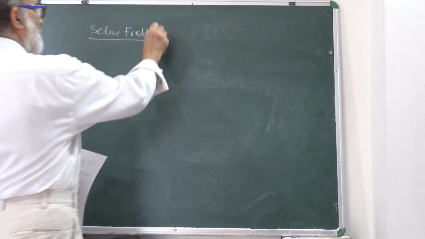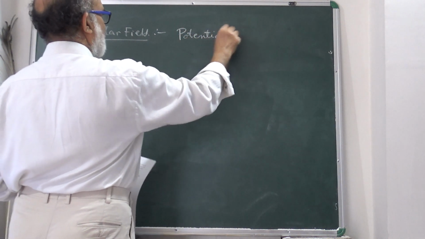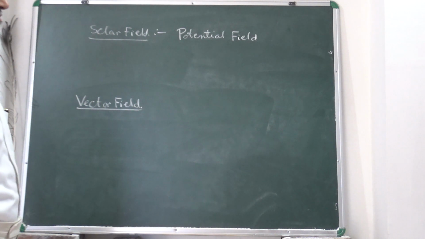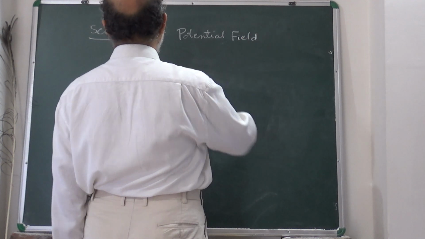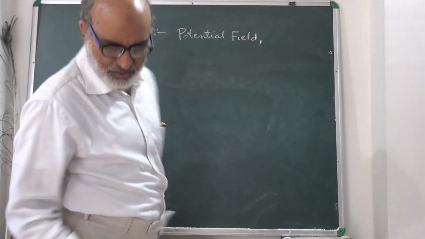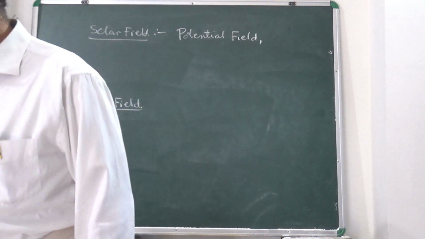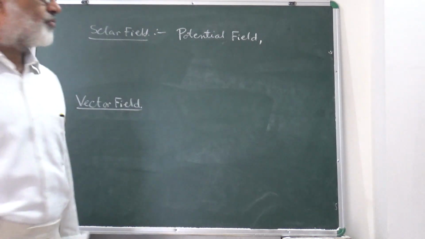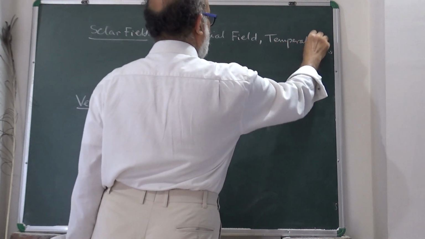As for example, potential field. Gravitational potential field, electrostatic potential field, whatever field. This is a field of energy. It does not require any direction. So this is a scalar field. Now we can say that we have a temperature field. We have a hot body here. It creates a temperature around it. For every point we will get a certain temperature. We can say that this hot body creates a temperature field.